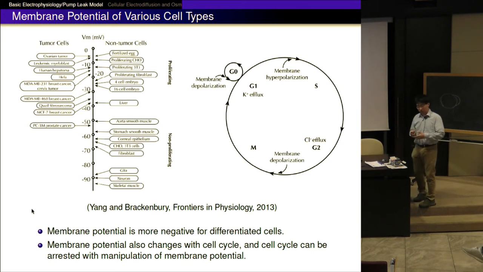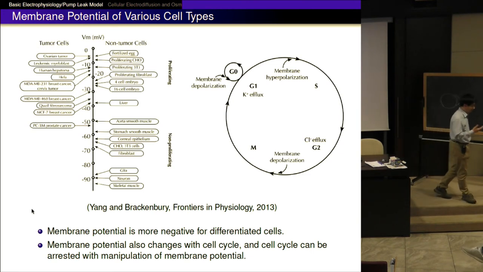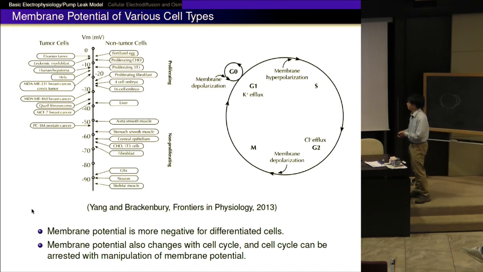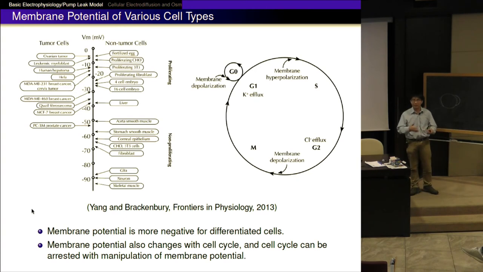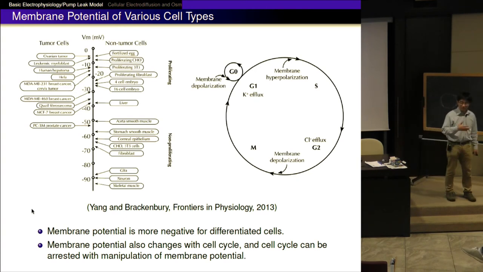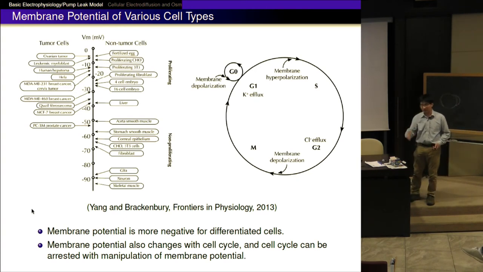And tumor cells, which we typically think of as differentiated cells becoming undifferentiated, so they acquire proliferative potential, actually have membrane potentials that are higher than differentiated cells, and we don't really know why this is the case. Again, differentiation, division, and so on is probably related to cell volume control. We don't have any idea why.